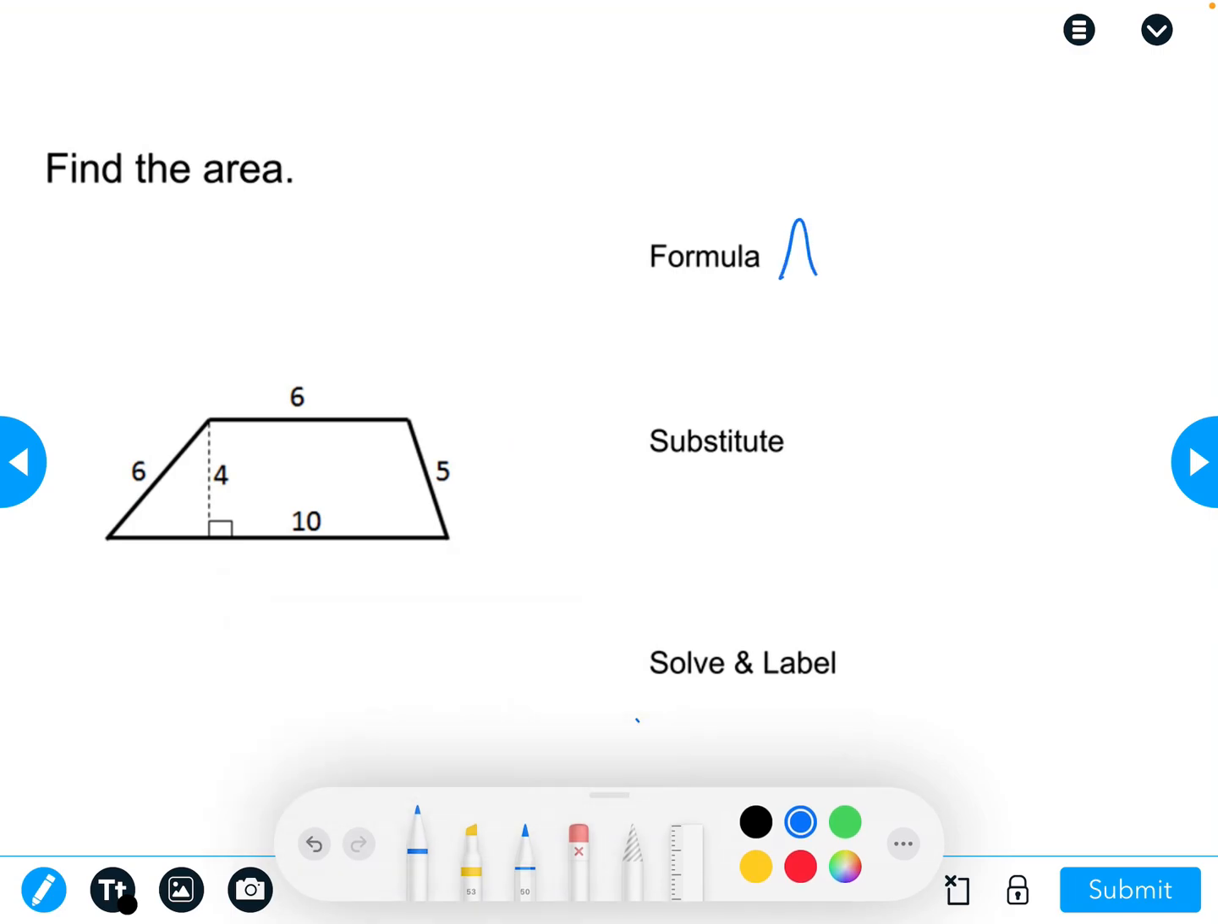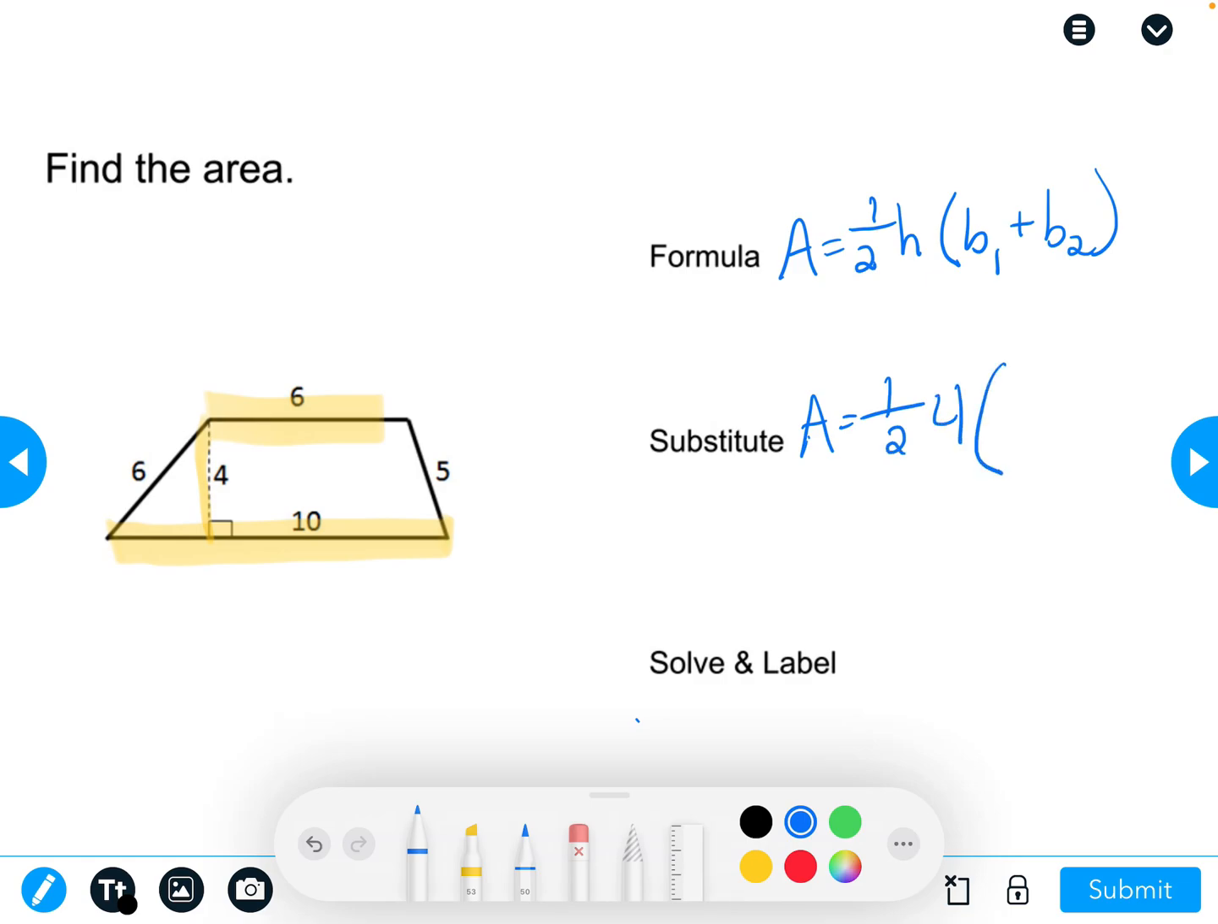All right, so area equals, for a trapezoid, again, look at your formula sheet, copy down the formula so you get it correct. 1/2 of the height, or the height divided by 2, and add base 1 plus base 2. Now, as far as which one's base 1 and base 2, that doesn't matter. So our parallel sides are 10 and 6, and our height is perpendicular with 4. So I'm going to substitute in area equals 1/2 of 4, and the bases are 10 and 6.